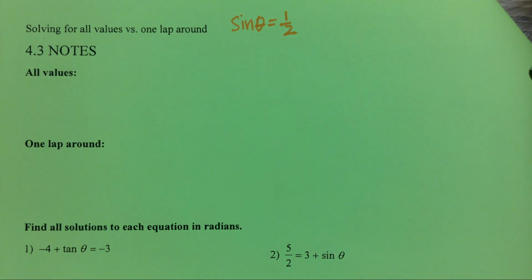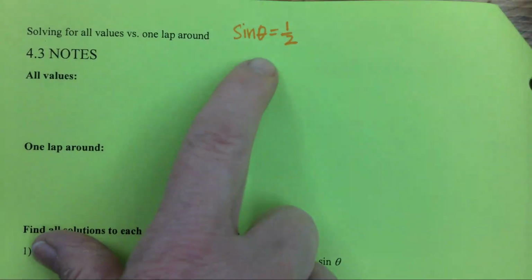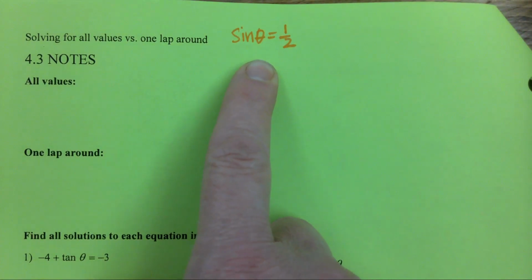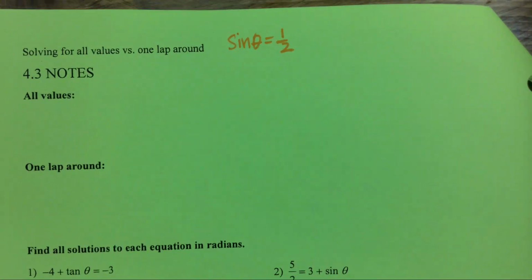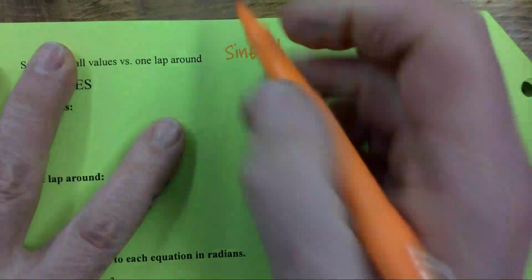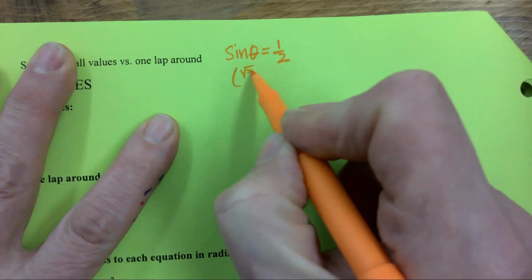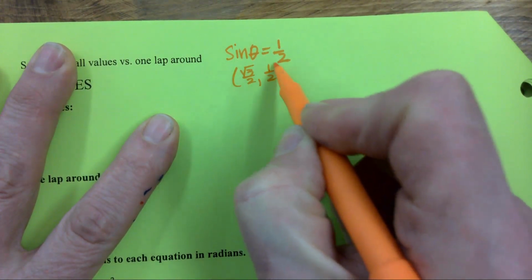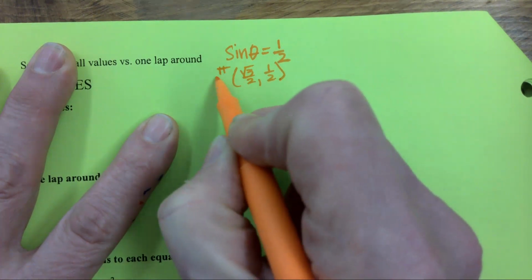All right, so do you guys remember seeing this? And we had to ask ourselves two things. When is the sine 1/2, meaning what family? And we know that that is when we have the point square root of 3 over 2, 1/2. And that happens in the pi over 6 family.